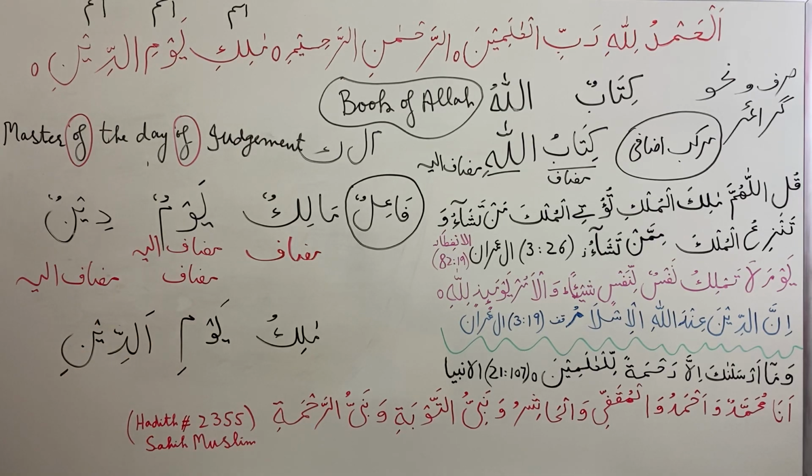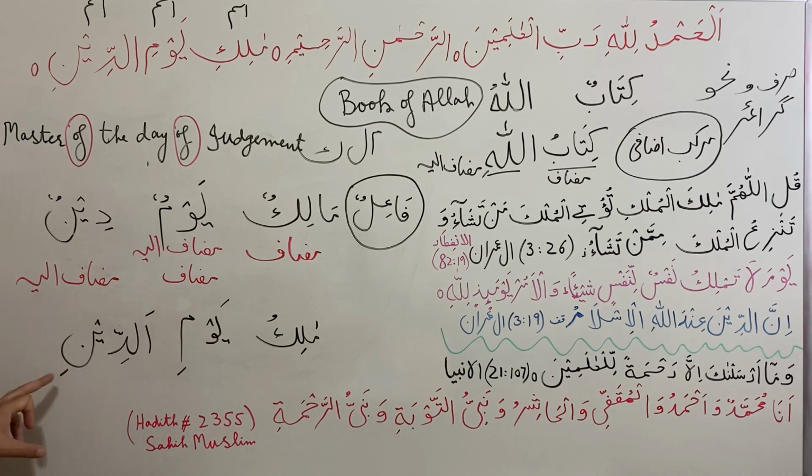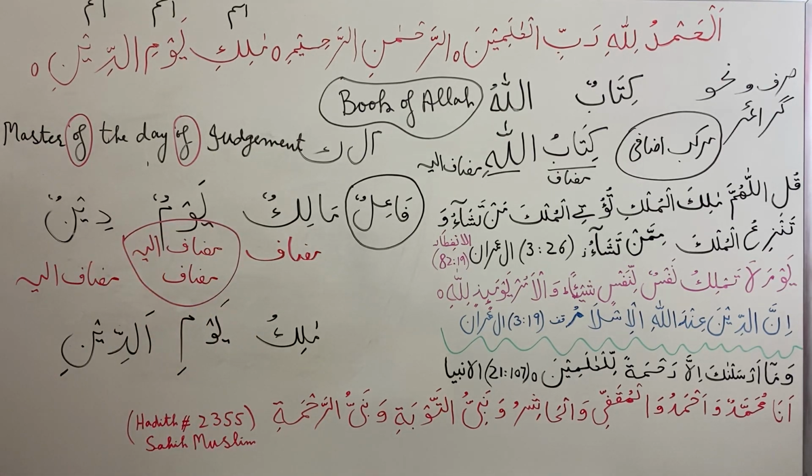Mudaf ilay. This word is only used as mudaf here. This word is only used as mudaf ilay. But Yawmi, this word is used in two positions here. One, it acts as a mudaf, and the other, it acts as mudaf ilay. For Maliku, it is mudaf ilay. For ad-deen, it becomes mudaf. It is called Murakkab-e-Izafi in Arabic grammar.